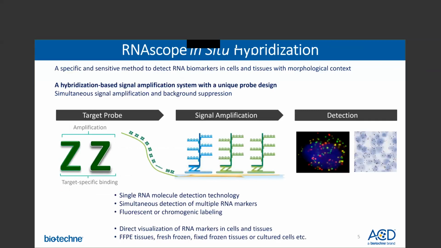So the RNAscope assay is an in situ hybridization assay, which is a specific and sensitive method that allows you to detect RNA biomarkers in cells and tissues with a morphological context. As you can see on the slide, it's a hybridization-based signal amplification system and has a unique probe design, which we'll get to after a few slides. More importantly, it allows you to detect single RNA molecules, and it also allows you to detect multiple mRNA molecules at the same time. And then finally, the detection can be either fluorescent or chromogenic. For today's webinar, we'll be focusing on the chromogenic assays.